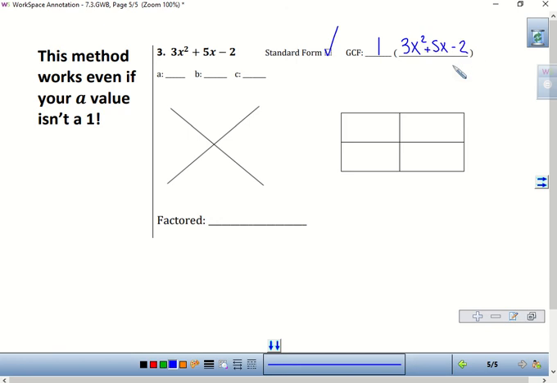Now we just identify A, B, and C. So what would be my A value here? 3. Good. What's my B value? 5. And my C? -2.